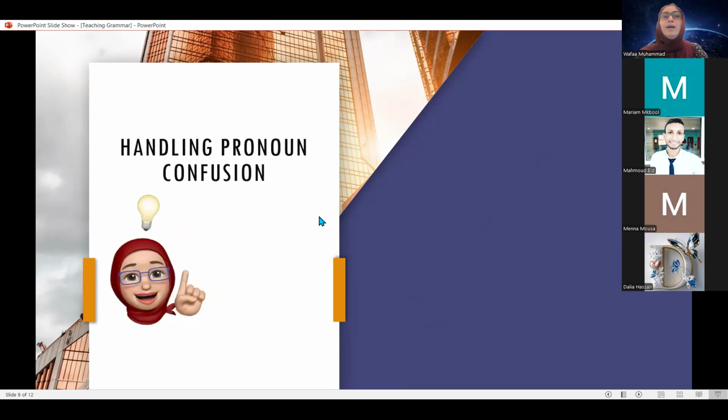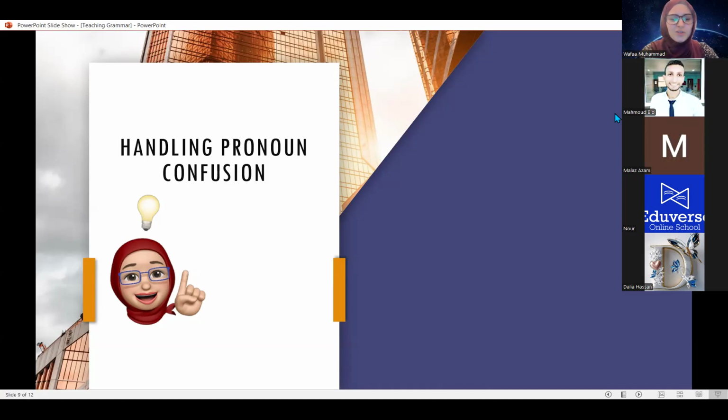Okay, how can I handle the pronouns confusion? The pronoun confusion is not only about the young learners, it's also for the beginners and the adults. It's a mess. How can we do that? Let me tell you something. At the very beginning in the kindergarten, we teach them the pronouns as sight words. Okay, so we teach them the pronouns as sight words.